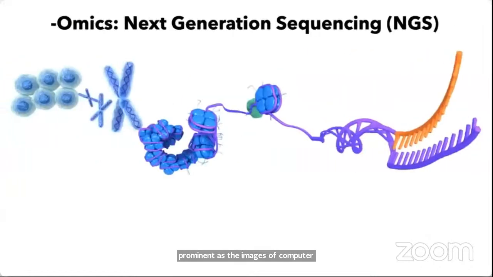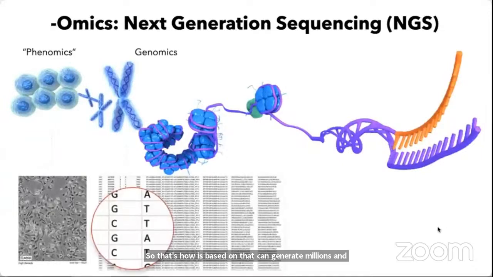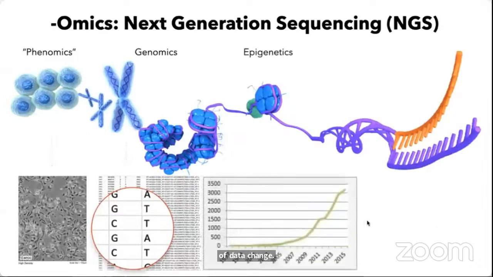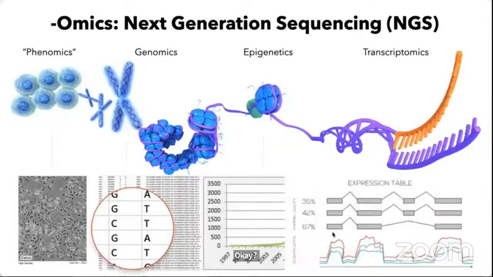This whole field is based on high-throughput technologies that generate billions and billions of data points on genes, proteins, and other molecules which characterize biological systems and phenomena. These data can be phenomics, genomics, epigenetics, transcriptomics, and more, which we will discuss in detail in the coming slides and also in several different sessions in the program.